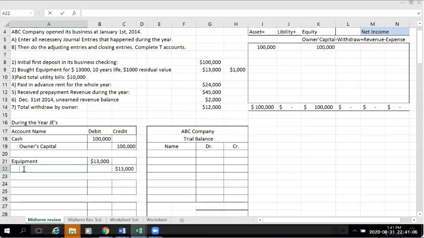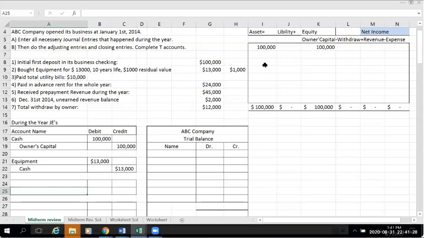For credit, we do indent, okay? In accounting classroom, we do indent. In QuickBooks, you don't do indent or anything. But for classroom environment, we show indent to show that this line is a credit line. So it's a credit, $13,000.